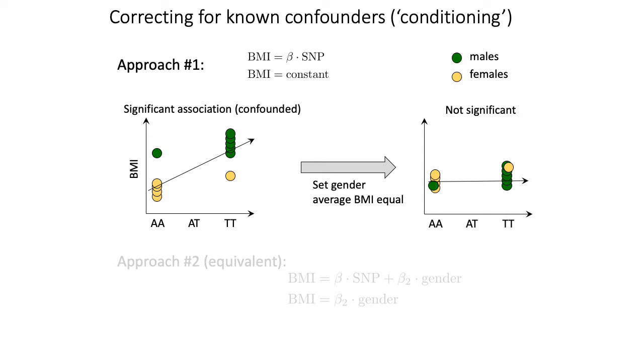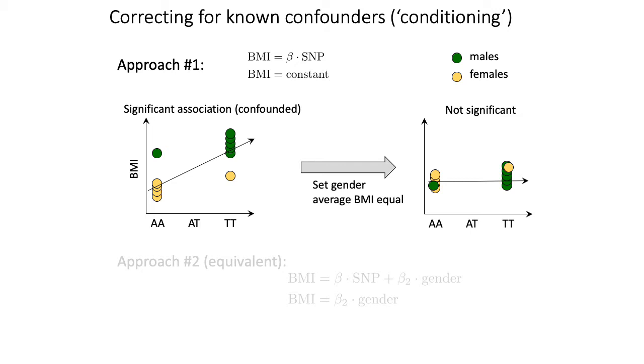Besides being able to test for association between SNPs and continuous phenotypes, this kind of line fitting procedure is really handy for being able to correct for what's called confounding variables. And this is something that the Fisher's exact test that I talked about earlier in the lecture cannot do.